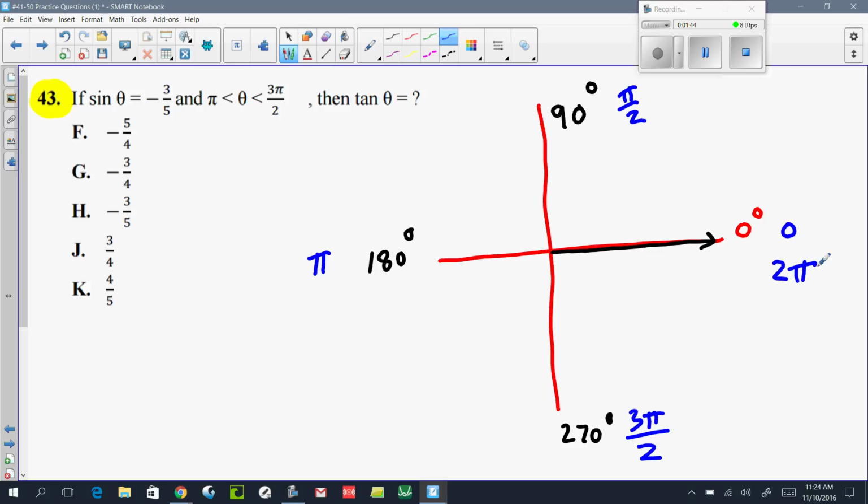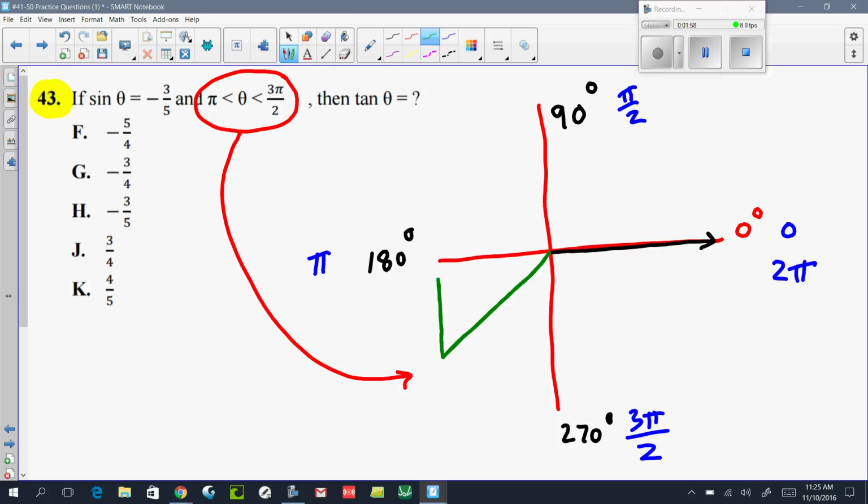In this problem, we're talking about an angle that's between pi and 3 pi over 2, which is basically a way of telling us that we're in this quadrant right here. Now I'm going to draw a triangle. I've got to create an angle someplace in this quadrant, and I'm going to make this right here theta, my angle. It tells us that the sine of theta is -3 over 5.